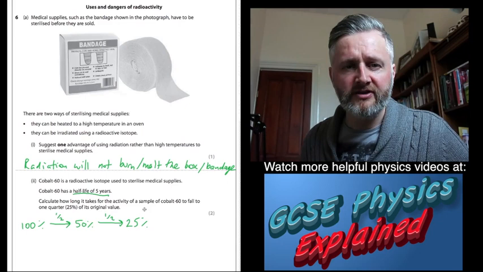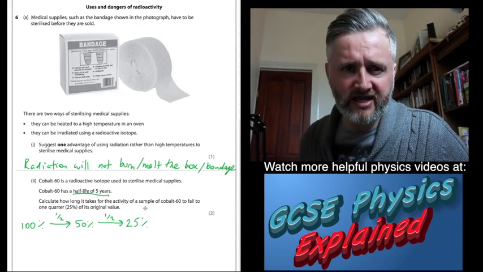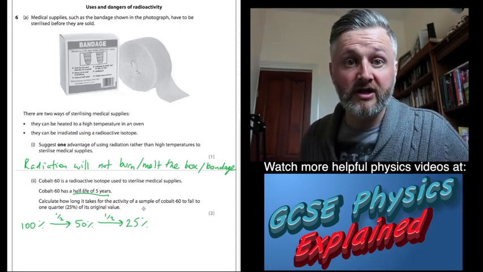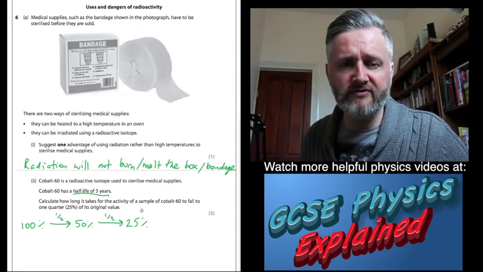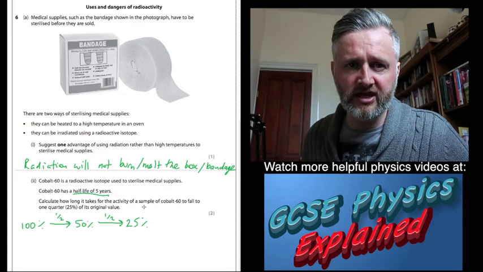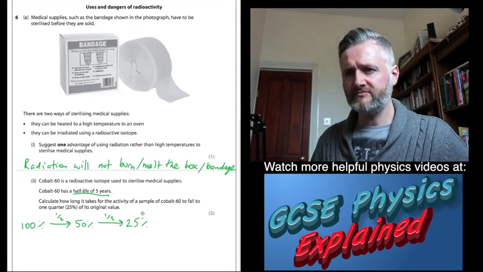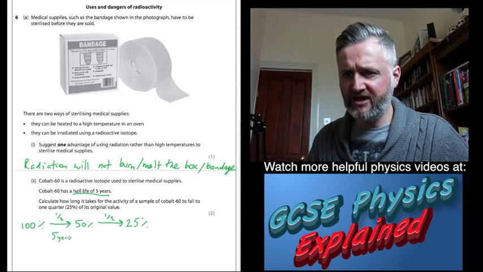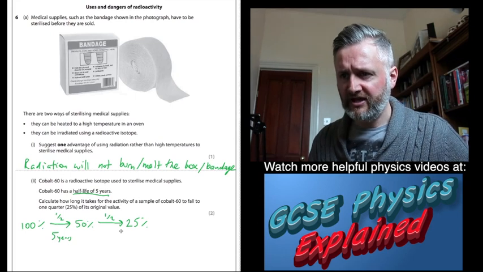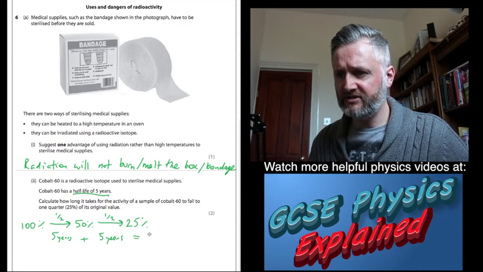So remember, the half-life is the amount of time that it takes for either the activity to halve or for the number of radioactive nuclei to decay by half. So there we go. Now the half-life's 5 years, so that's going to be 5 years there, because that's one half-life, and then another half-life, that's another 5 years. So 5 years plus 5 years equals 10 years.